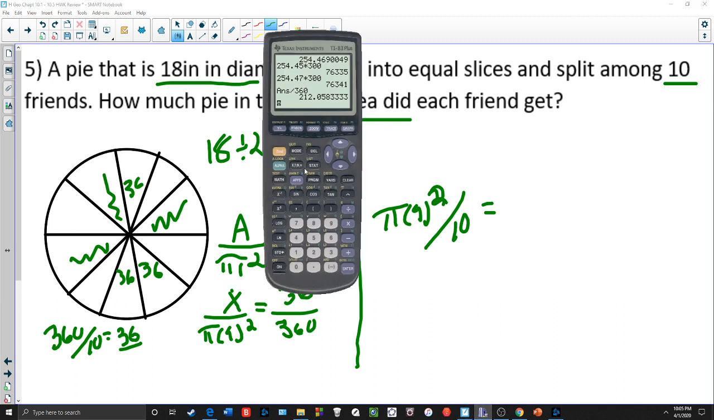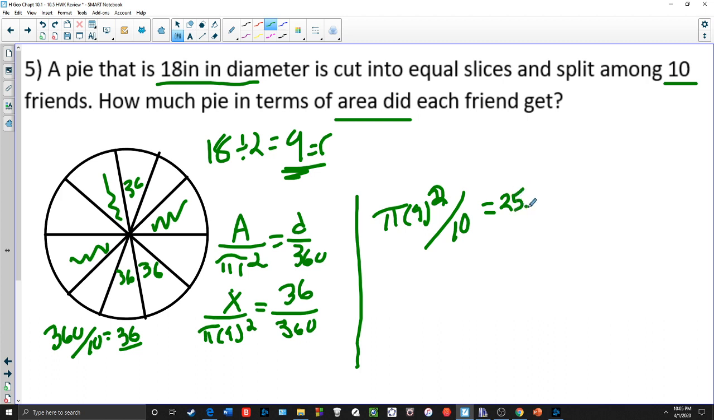So if we do pi times 9 squared, so pi times 81, which we did before, divided by 10, we get 25.45 inches squared. And that is the area of pie that each friend gets. So there's two ways of approaching this problem. Either way should get you roughly the same answer. If you got like 254.6 or 254.5, not that big a deal. It's probably just a rounding thing you're doing, especially if you use the 3.14 key rather than the pi key.